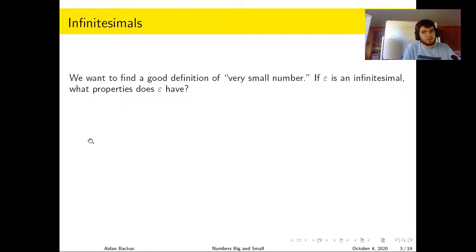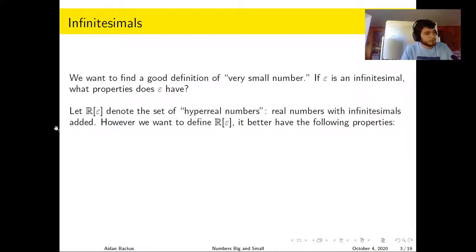But first we need to figure out what we even mean by a really small number. The technical term would be an infinitesimal. So let's say we have some infinitesimal, call it epsilon. What properties does epsilon have? Instead of referring to epsilon directly, we're going to refer to the set of what are called hyperreal numbers. These are the real numbers, and then we stick an epsilon in. So we take the real numbers and we add some infinitesimals. We're going to assert some properties that this thing needs to have, and it turns out that we're going to be able to use those properties to define such a thing.